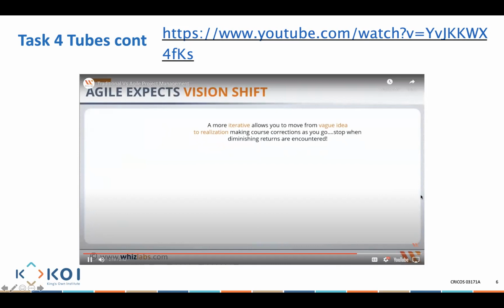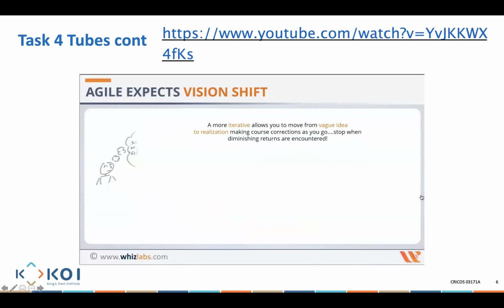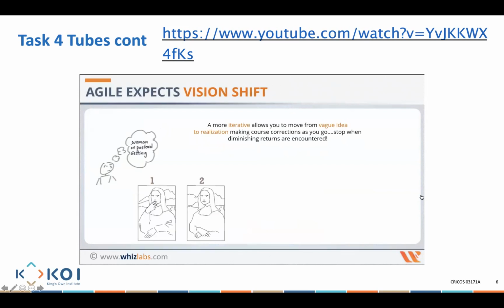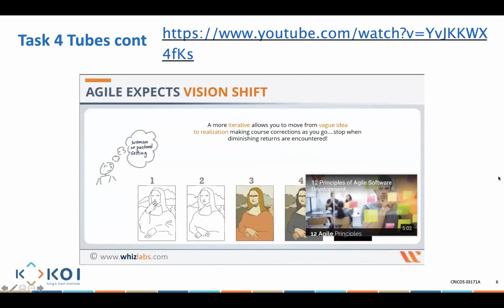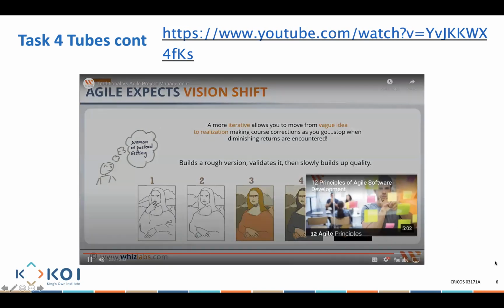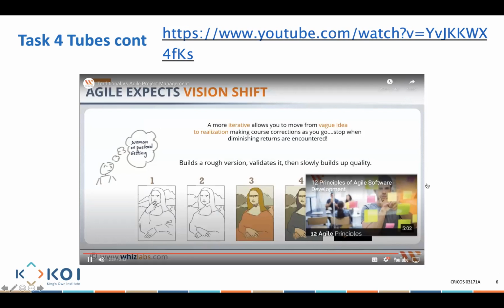Agile methodology, on the other hand, expects vision shift. An adaptive team will have difficulty describing exactly what will happen in the future. The further away a date is, the more vague an adaptive method will be about what will happen on that date. Like in this illustration, the guy builds a rough version, validates it, and then slowly builds up the quality, one step at a time. A more iterative approach allows you to move from vague idea to realization, making course corrections as you go, and stop when diminishing returns are encountered.